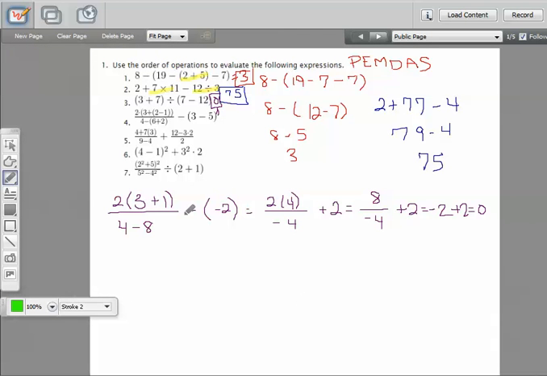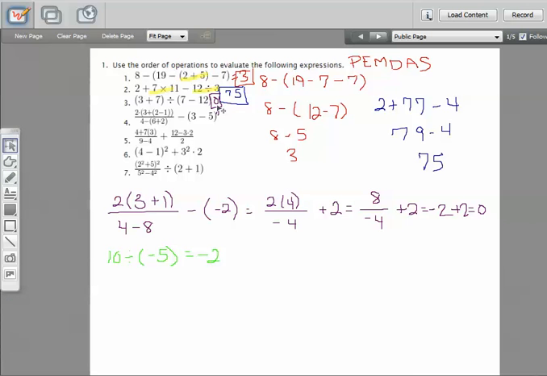I'll work in green for that one. Number 3 is a lot nicer. We do have 2 sets of parentheses, so let's go ahead and work on those first. So 3 plus 7 is 10. Divided by 7 minus 12 is a negative 5. So 10 divided by a negative 5 is a negative 2.